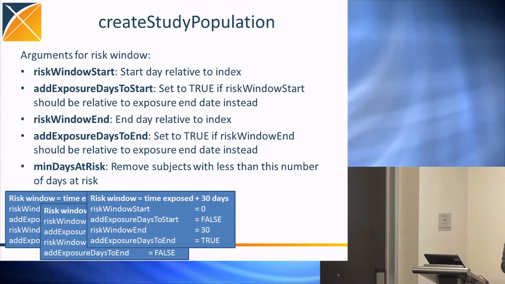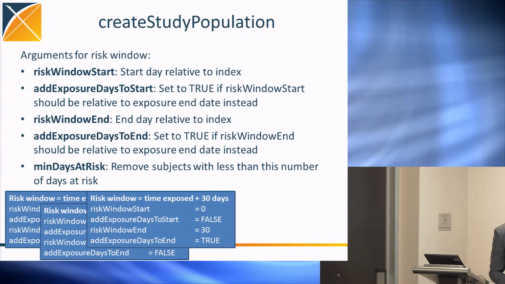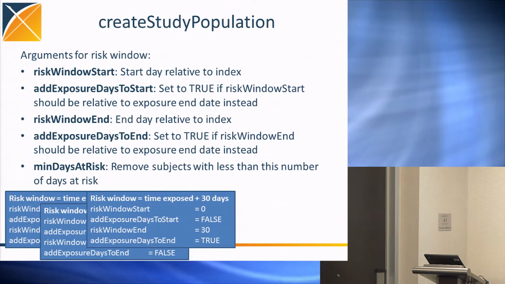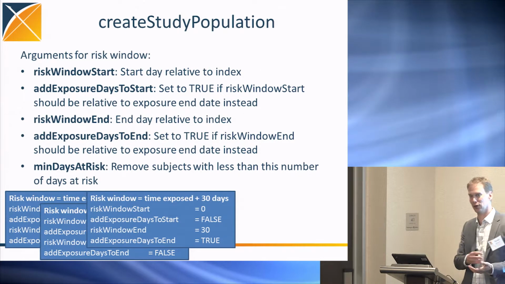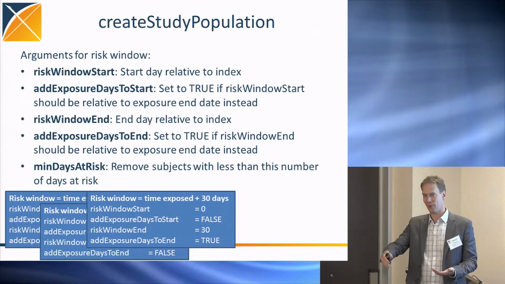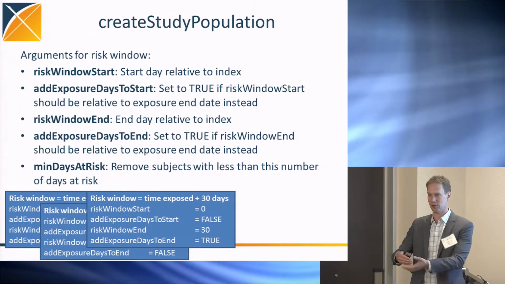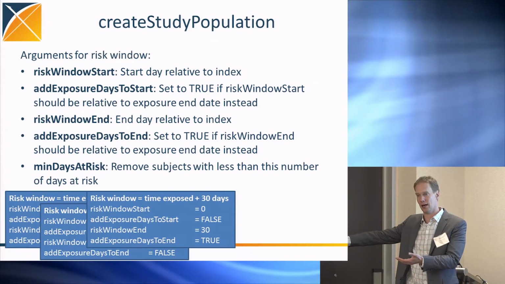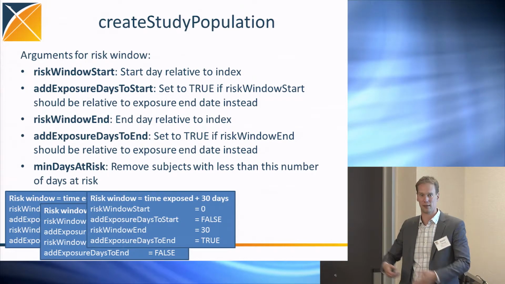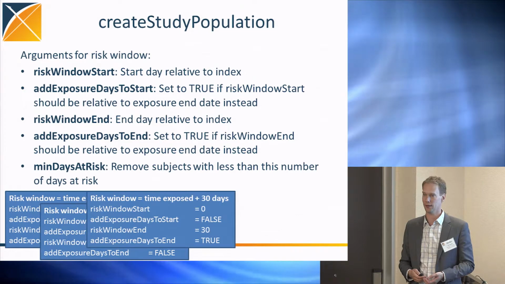Then we have, for example, time exposed plus 30 days. So you start again on the index date, so risk window start is zero, add exposure days to start is false, and then risk window end is 30. Add exposure days to end is true, so that means you go on to whatever was defined as the end of your cohort, which if you're using the drug era table is the time you stopped taking the drug, and then you add 30 days to that because you may suspect that the effect of the drug will carry on for 30 days after you stopped taking it.